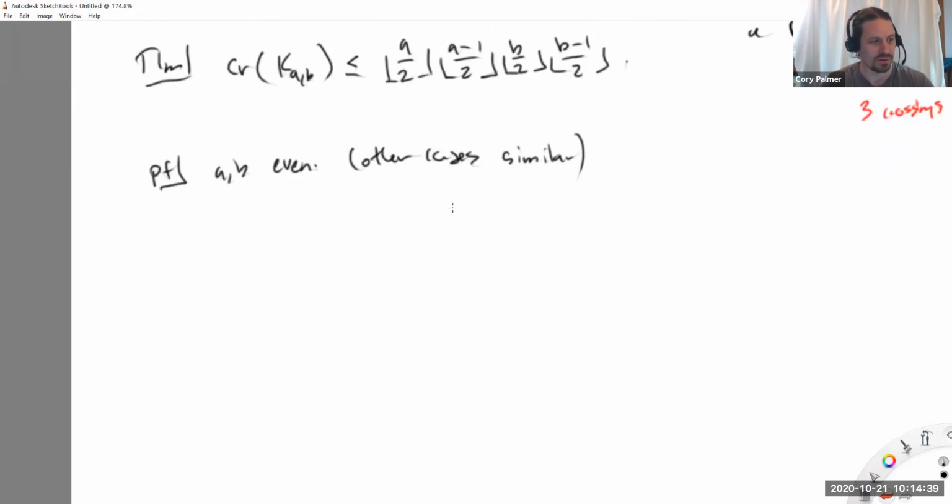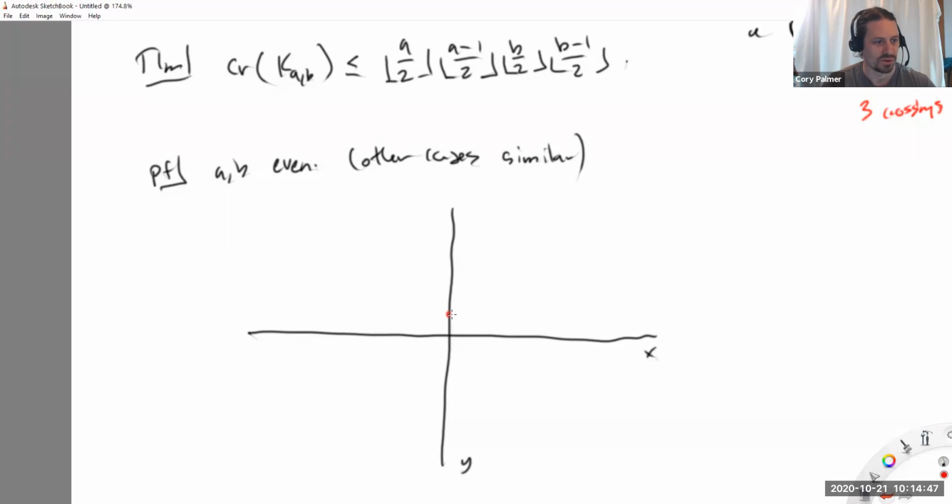We're going to imagine that we're in R2. We've got the x-axis and the y-axis here. What I'm going to do here is draw A points: A over 2 of them above the origin, and A over 2 of them below the origin. Then do the same with the B vertices along the x-axis. Say B is a little bit smaller, B over 2 and B over 2. Okay, so that's how I draw my picture.